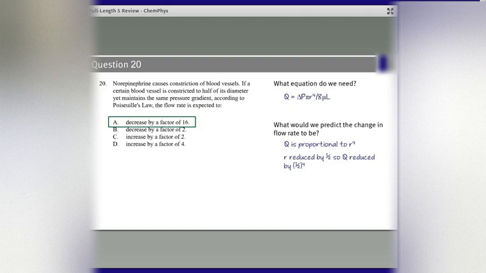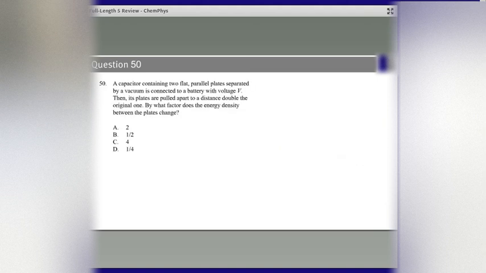Let me show you one that's actually super similar. Remember question 50? This is actually the exact same type of question. Anybody remember 50 from their test? It's the exact same type, but what you remember is this as a capacitor. Now we're changing our subtopic, but it's still the same type of strategy utilizing this process of manipulating our equations. A capacitor containing two flat parallel plates separated by a vacuum is connected by a battery with a voltage V. Then its plates are pulled apart to a distance double the original one. By what factor does the energy density between the plates change?